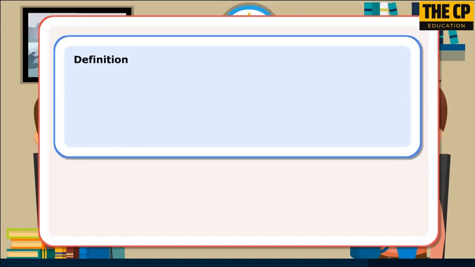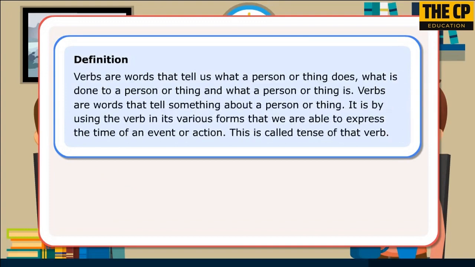Definition. Verbs are words that tell us what a person or thing does, what is done to a person or thing, and what a person or thing is. Verbs are words that tell something about a person or thing. It is by using the verb in its various forms that we are able to express the time of an event or action. This is called tense of that verb.